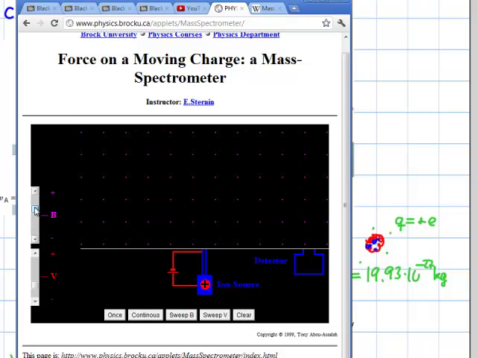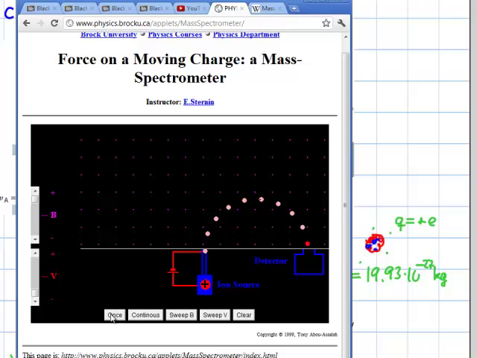Okay, let me see if I can go back to the original. There we go, hits right in there. Change the magnetic field a little bit. Fortunately, in this one I cannot change the mass of the particle. And do it again. Oh, it doesn't show me both records at once. Okay.